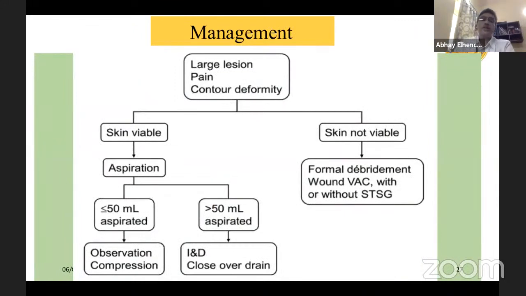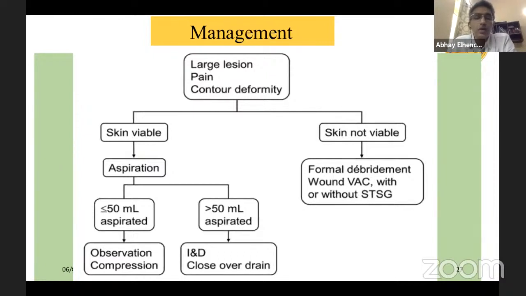Coming to what we all need to understand, management. If you have a large lesion where there is pain, swelling, and a deformity at the local site of the lesion, one has to assess whether the skin is viable or not. And if the skin is viable, one needs to aspirate, especially if fluctuation is present, and see the quantum of fluid aspirated. It is well proven in the literature that if the fluid aspirated from these lesions is more than 50 ml, there is a very high chance of recurrence, about 40 to 60% of these Morel-Lavallée lesions.